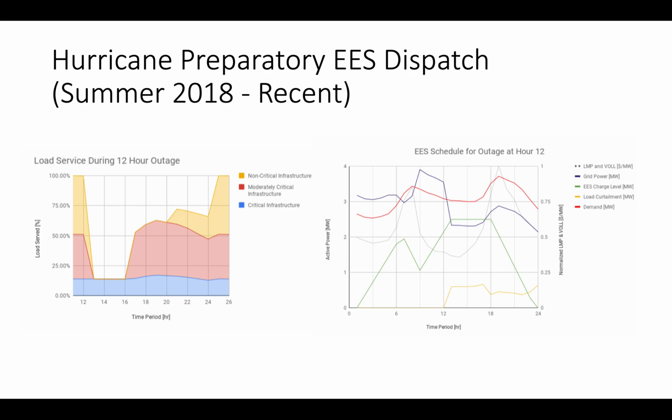Those of you who were in power systems security with me last spring understood what this was all about. Basically, the concept is to charge up energy storage in the hours and days before a hurricane as it's approaching, and then use that stored energy post-contingency to selectively restore load based on load criticality.